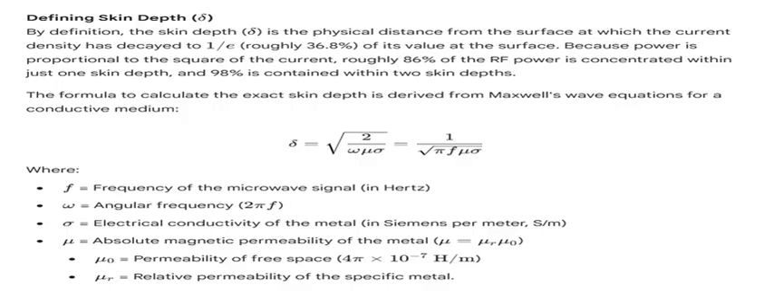The formula to calculate the exact skin depth is derived from Maxwell's wave equations for a conductive medium, shown here, where f is the frequency of the microwave signal in hertz. Omega is angular frequency. Sigma is the electrical conductivity of the metal in siemens per meter. Mu is the absolute magnetic permeability of the metal. Mu naught is the permeability of free space. Mu r is the relative permeability of the specific metal.